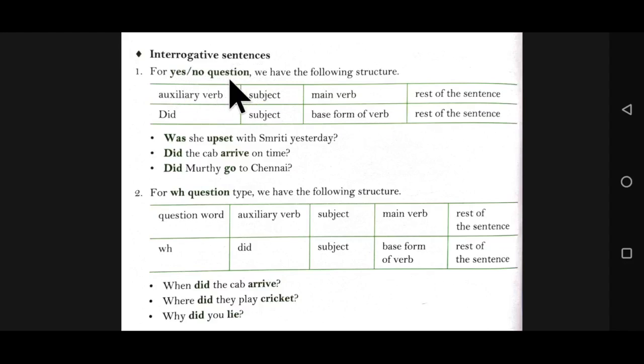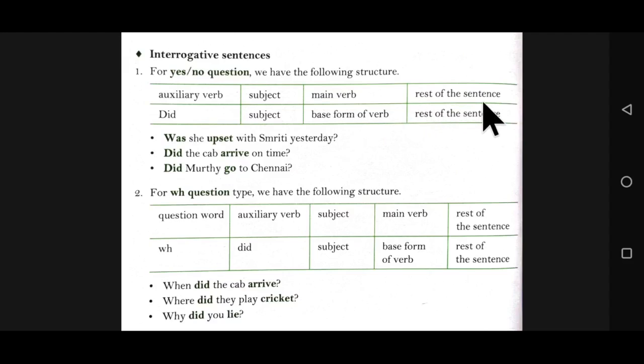So first we are going to see the structure of interrogative sentence, and that too yes or no questions in simple past tense. So the structure goes like this. First we write auxiliary verb, and which auxiliary verb? Did. Then we write subject, then we write main verb, and main verb we write in which form? In base form.